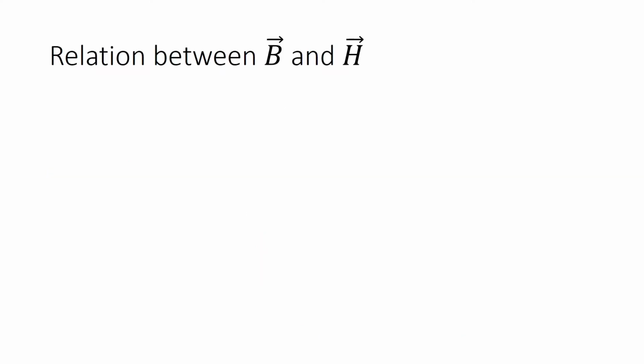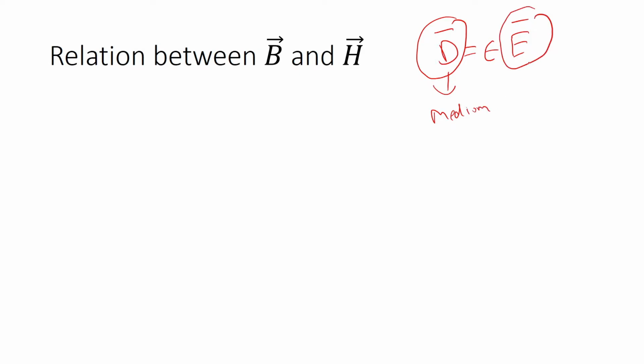We have already seen that there was a relationship between the electric flux density and the electric field intensity. The electric flux density is medium independent. It is independent of medium, whereas the electric field intensity is dependent on medium. This is independent of medium. This is dependent on medium.